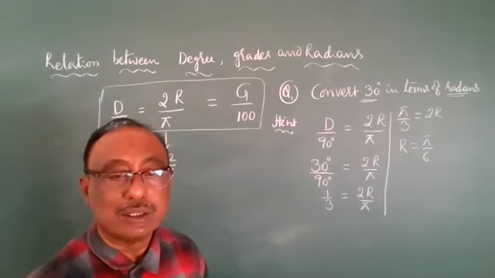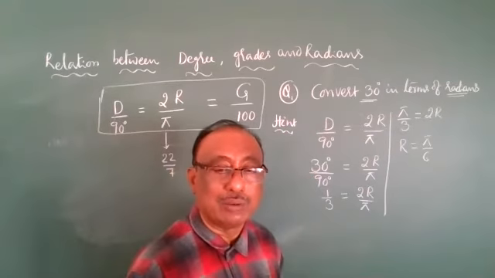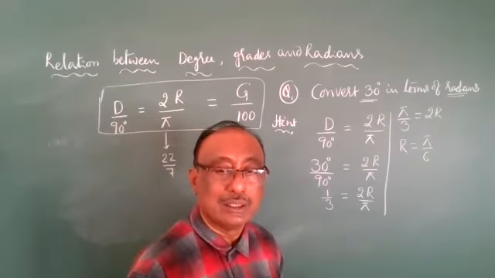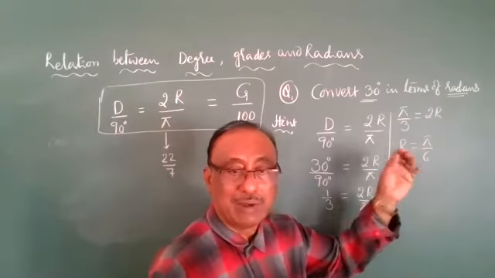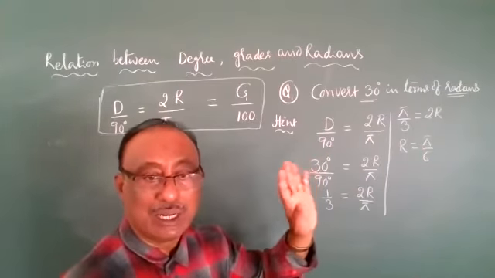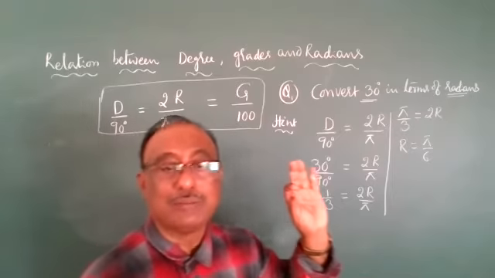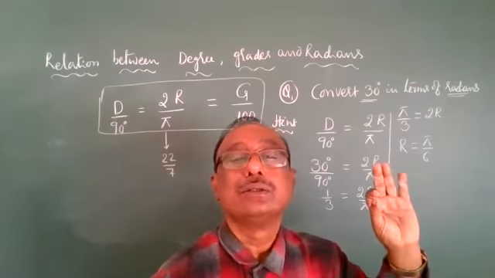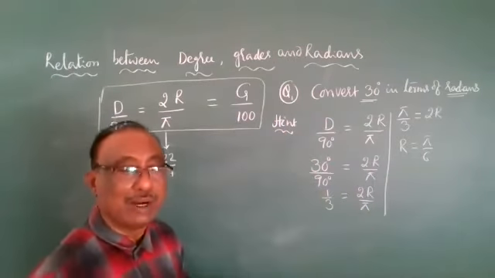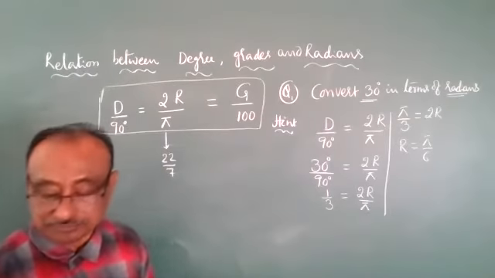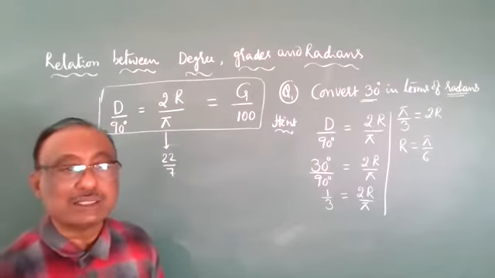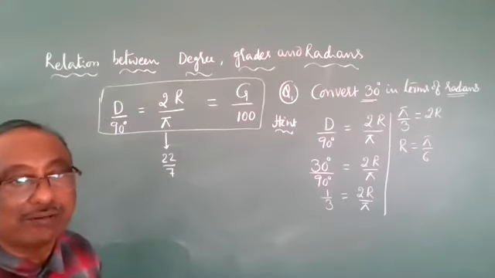Pi is 22 by 7. Pi value is not 180, don't take that. After dividing you are telling the value, but there is no need. The answer is pi by 6 radians. Okay, now understand, everyone?